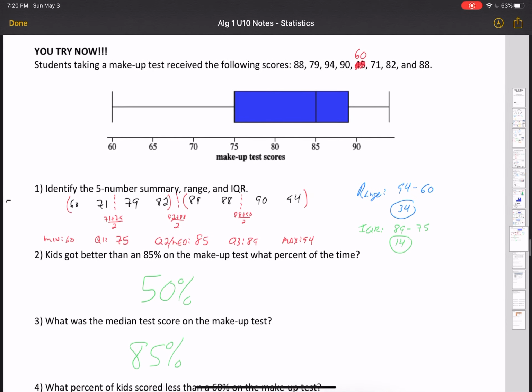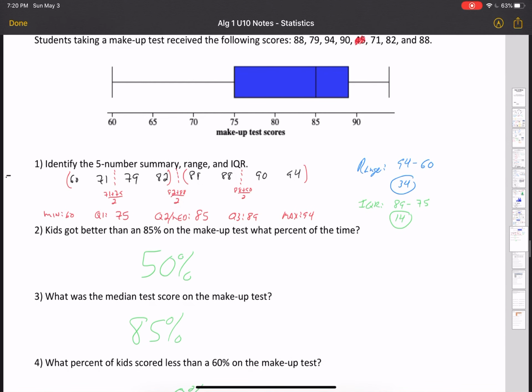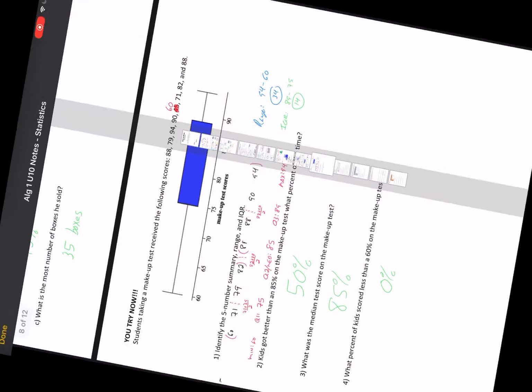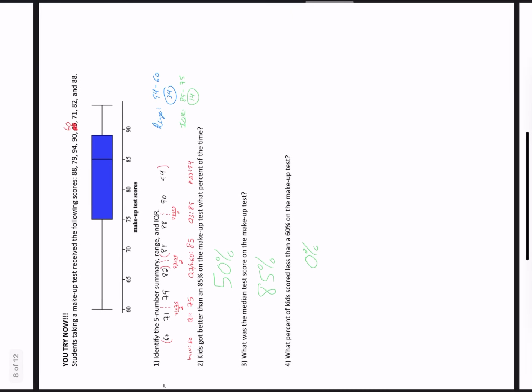Data sets given, box plots given. You just have to know how to answer the questions and analyze the graph. So it might be easier if I flip it this way. That way you can see everything. That's box plots. Let me know if you have any questions. Make sure you practice it. Your quiz is going to have questions about dot plots, bar graphs, histograms, and box plots on them.